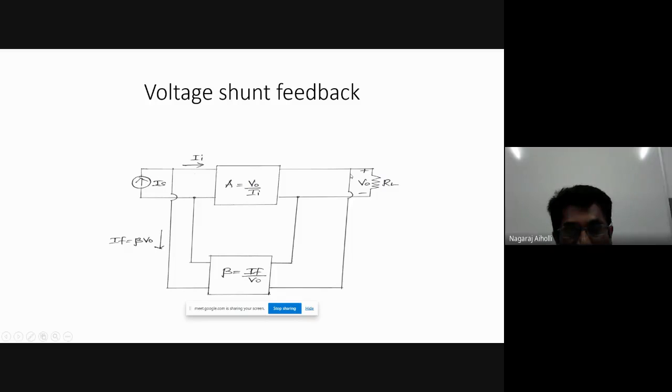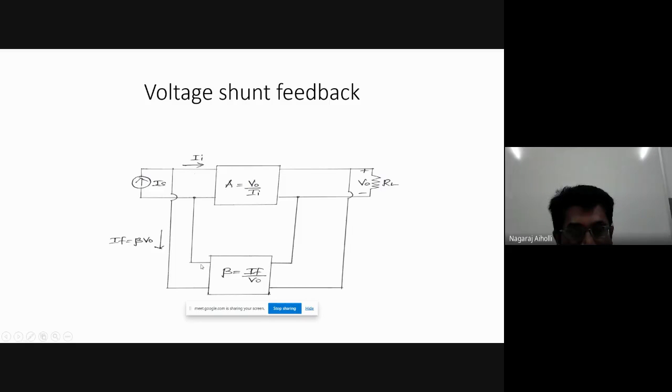A is equal to V0 by Ii, where output is V0 and input is the current Ii. V0 by Ii gives the gain of the amplifier, output by input. This is the gain without feedback. If you want the gain of the amplifier with feedback, then it is V0 by Is. V0 is the total output, then the exact input is Is. AF is equal to V0 by Is, that is the gain of the amplifier with feedback.